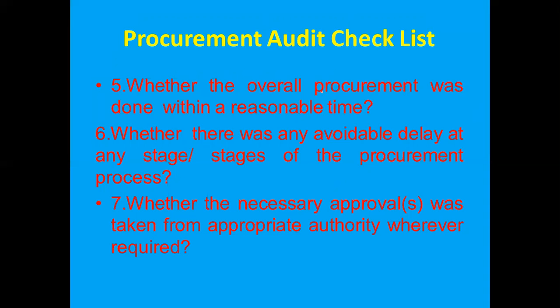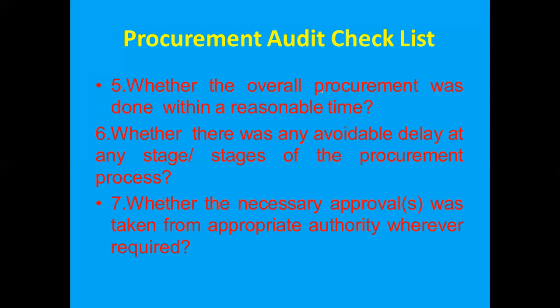Next, whether there was any avoidable delay at any stage or stages of the procurement process. So what does this point say? Is there any delay knowingly? Knowingly means when we are causing any delay in any process, or there is no manpower or there is no supply of the material. Based upon other conditions like this also, we have to check whether there is any delay, and we should not waste time during the procurement process.